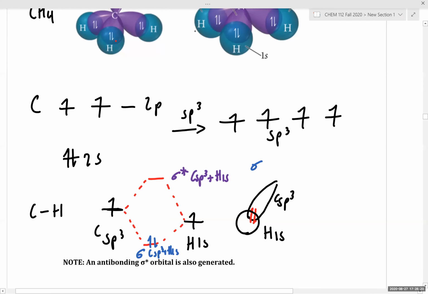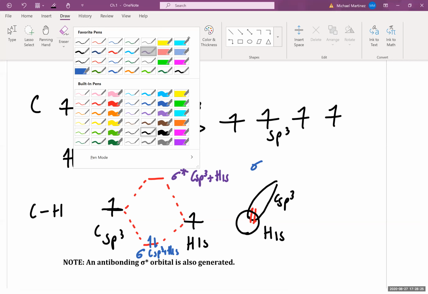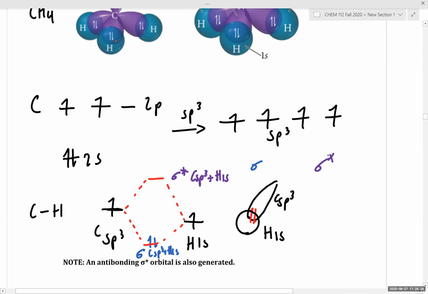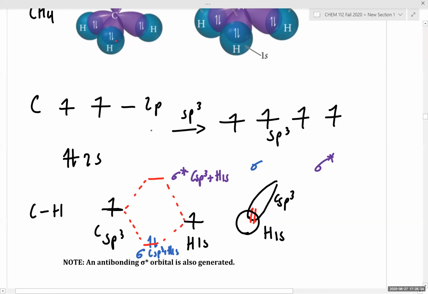Now, what's a little bit more interesting is the antibonding orbital. The antibonding orbital, or the sigma star orbital, consists of no sharing of electron density between our 2 atoms. If we think about this from the perspective of our carbon atom, rather than sharing electron density, for our antibonding orbital, if we look at our carbon and hydrogen atoms, there is no sharing of electron density between our 2 atoms.